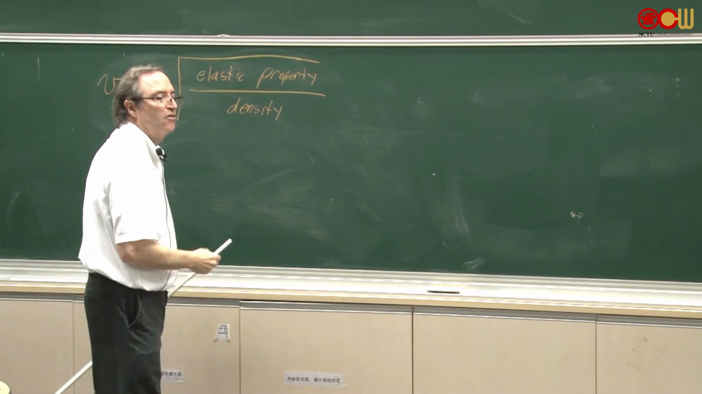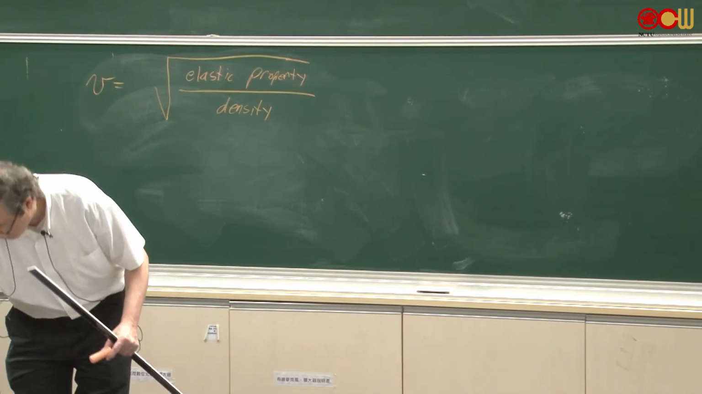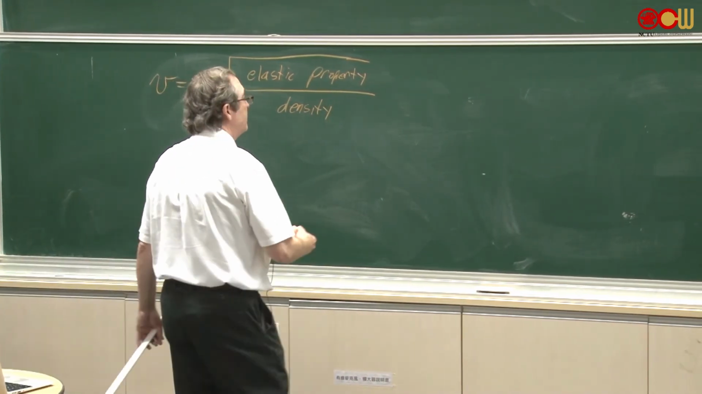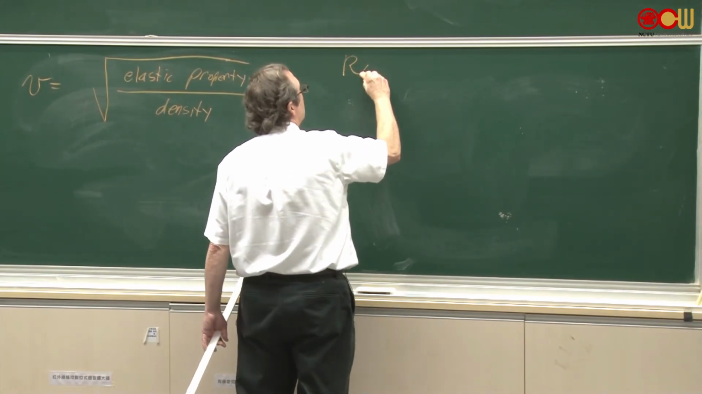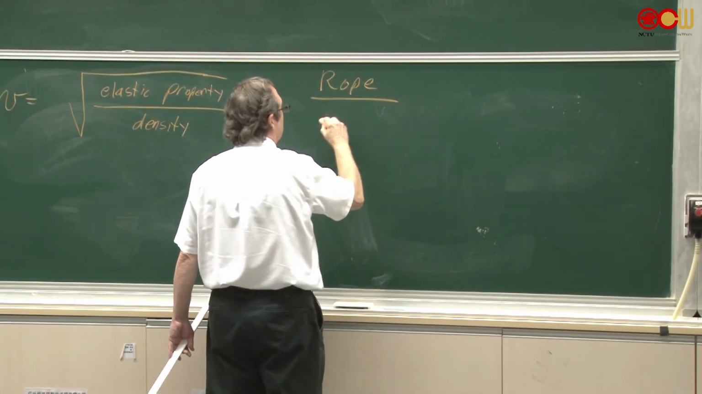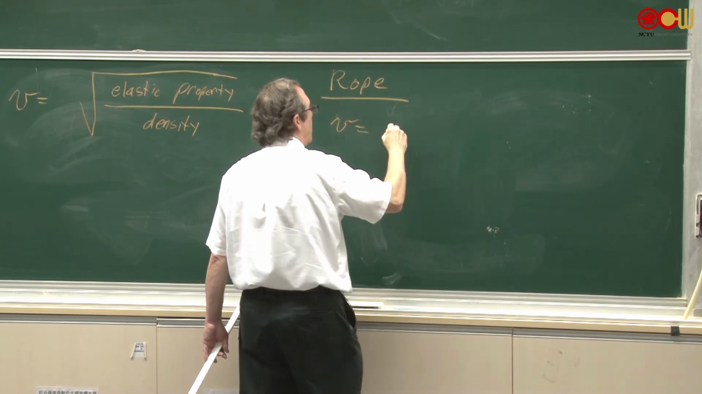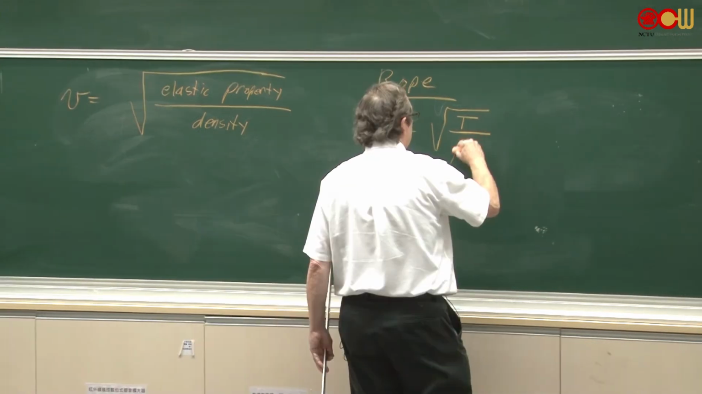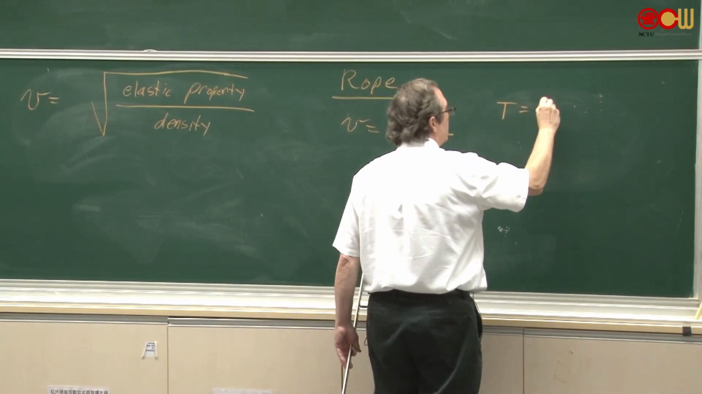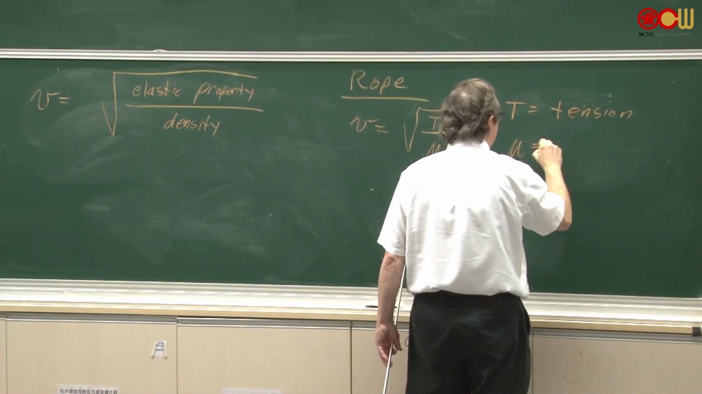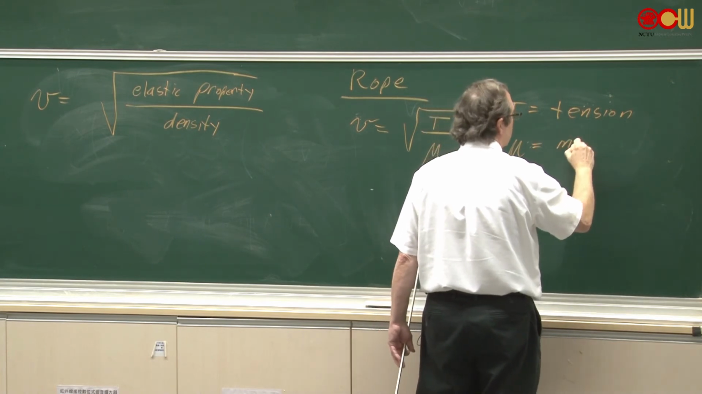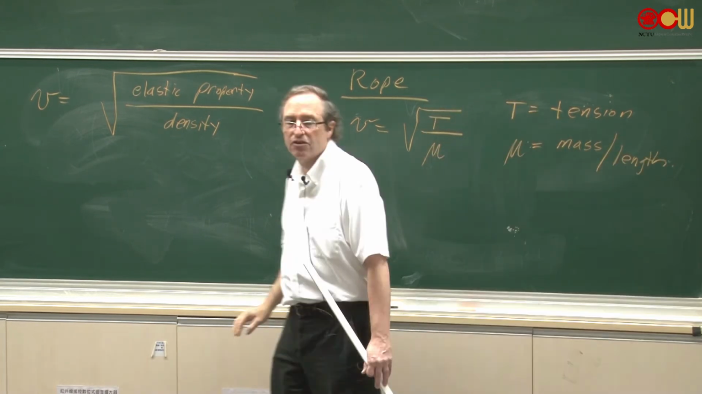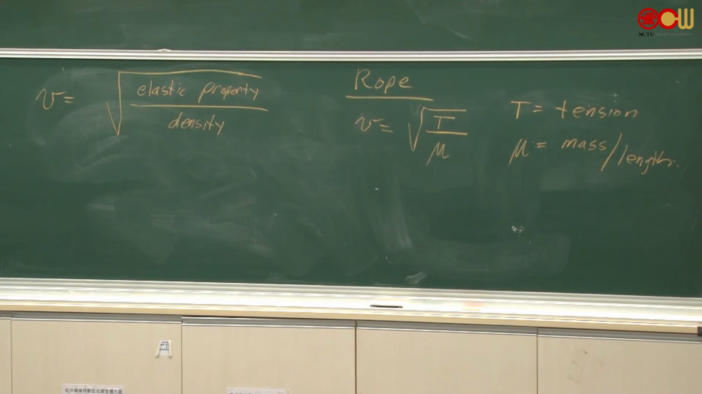All right? And we'll consider two examples. So the two examples are a rope or string. The speed is determined by the square root of T over mu, where T equals tension and mu equals mass per length. So for example, let's say anyone here play a string instrument, like a violin, cello, bass, any of those?